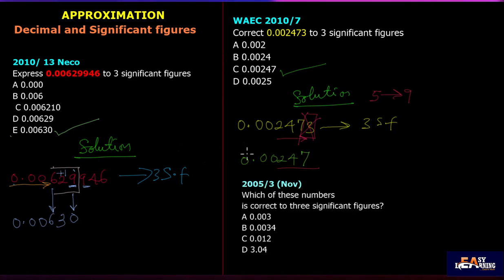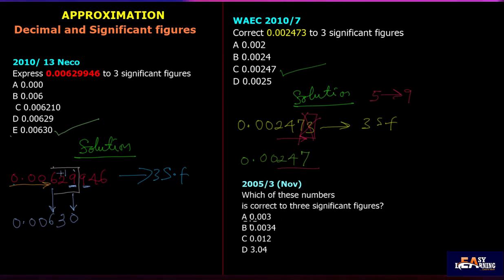Alright, so let's take this other one. It's a WAEC question from the year 2005. It says, which of these numbers is correct to 3 significant figures? That's just how the question is. Which of them has been corrected to 3 significant figures? So we have options A, B, C. We have to observe the ones that have been corrected to 3 significant figures.